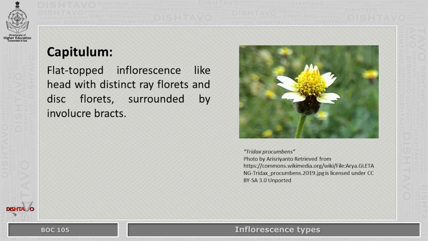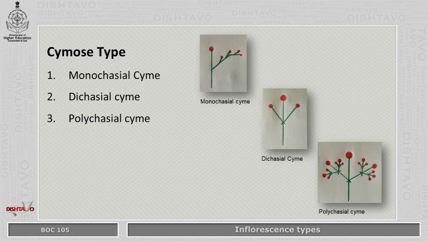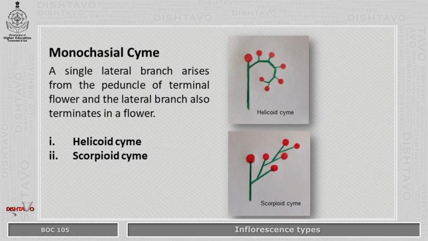Coming to the cymose type, depending on the number of branches arising at the base of the terminal flower, they are further classified into three types: monochasial cyme, dichasial cyme and polychasial cyme. In monochasial cyme, a single lateral branch arises from the peduncle of the terminal flower. The lateral branch also terminates into a flower.